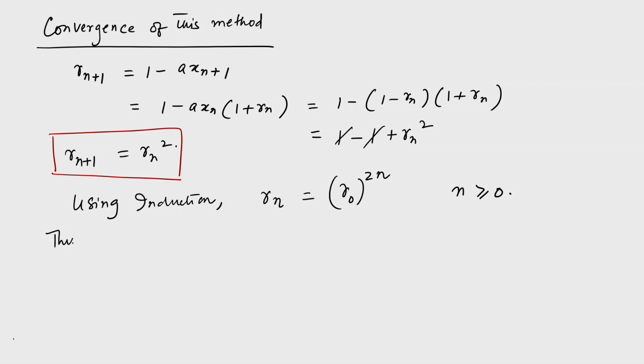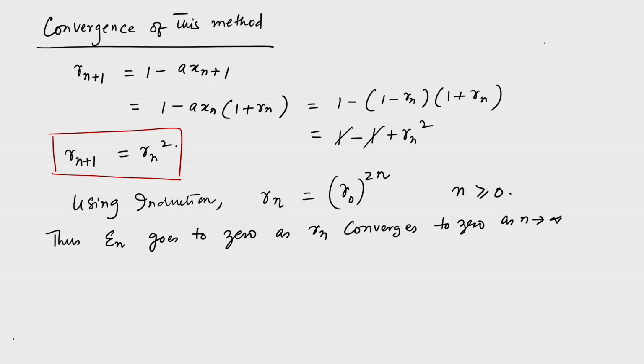So, epsilon n goes to 0 as r n converges to 0 as n tends to infinity. Remember, what is the relation?